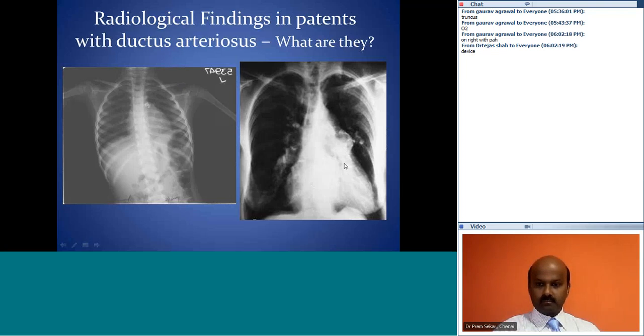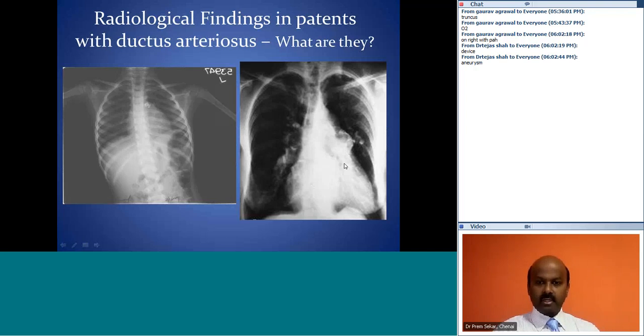Okay, so I have a comment here on the right with PAH. Now if you look, I'm sorry about the quality of the X-ray, but if you observe carefully, you will find that on the right is a large PDA with PAH as pointed out, but also there is some calcification in the ductal wall.